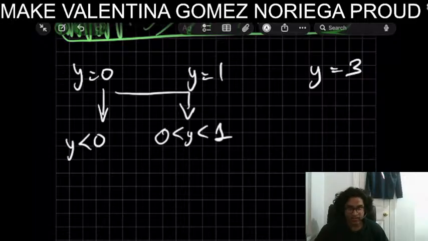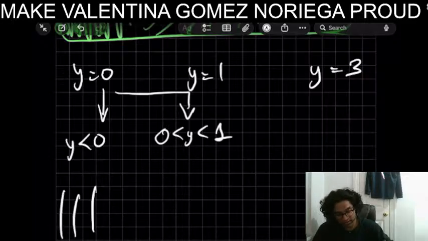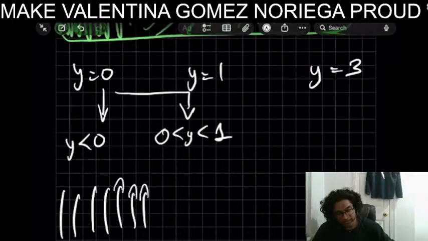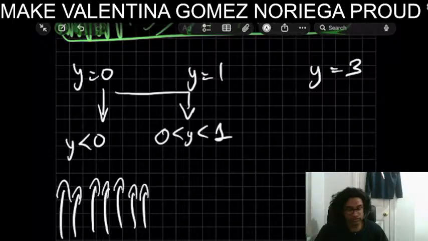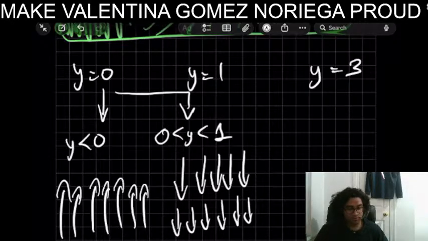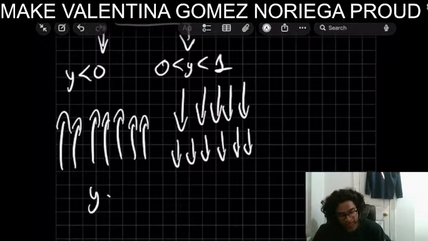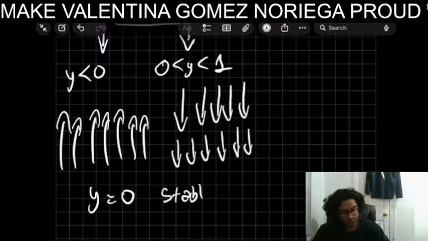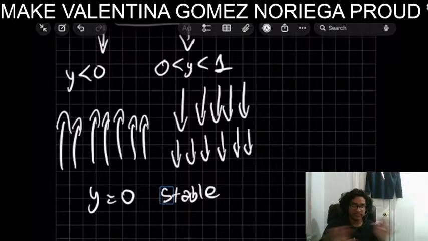Now, y less than 0 is going upwards, right? 0 less than y less than 1 is going downwards. But because the ones below are going above and the ones above are going below, it's going to connect. It's going to intersect at some point. And because it intersects, that y is equal to 0 is stable.